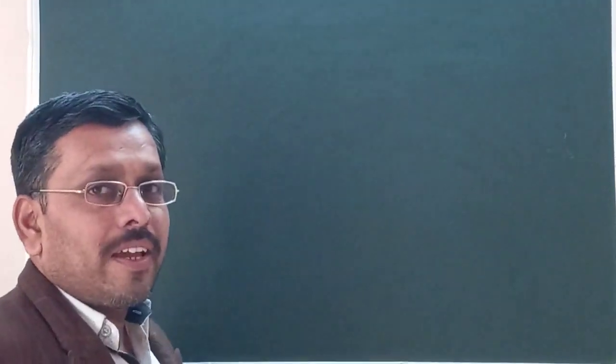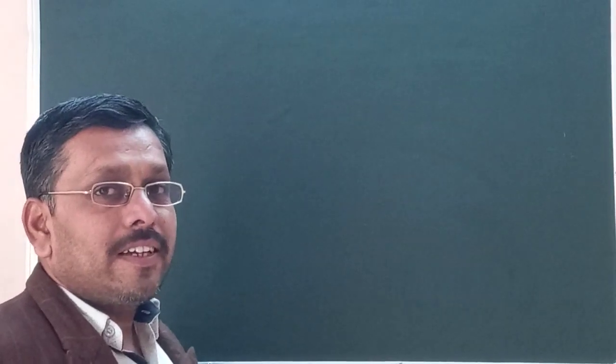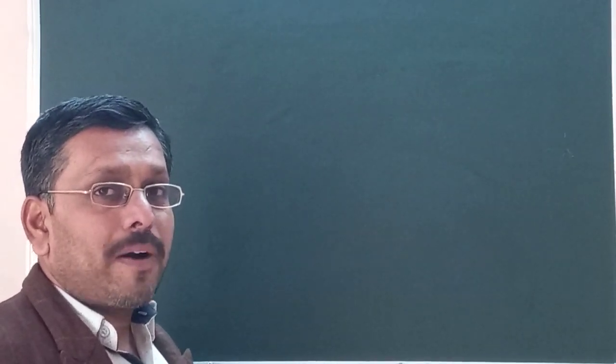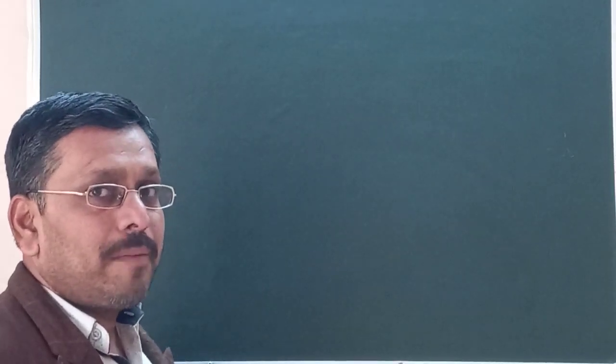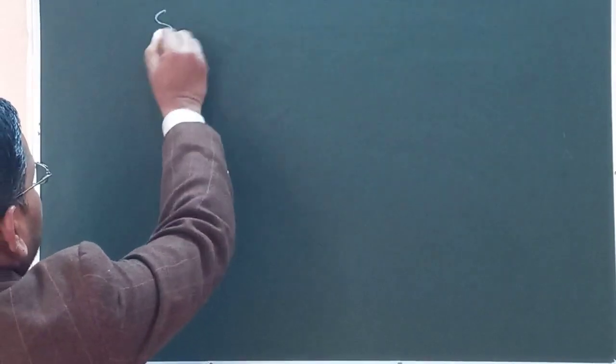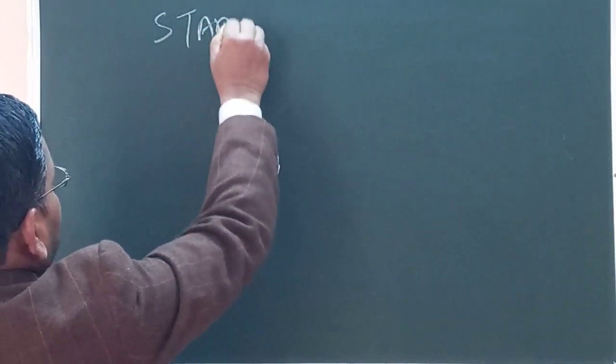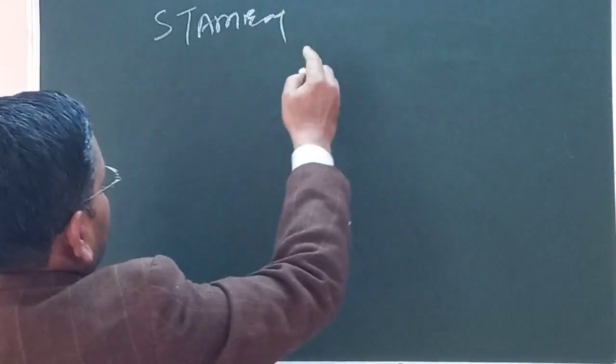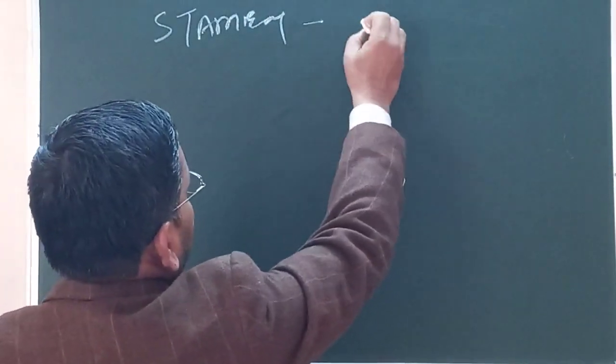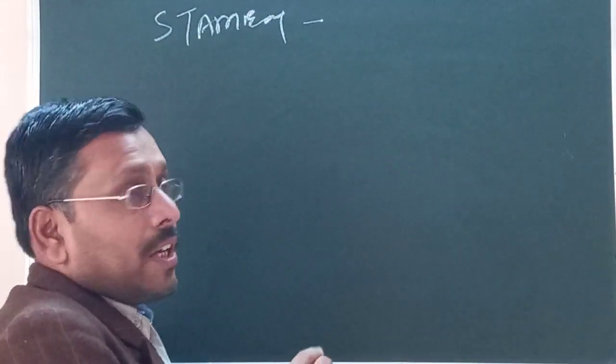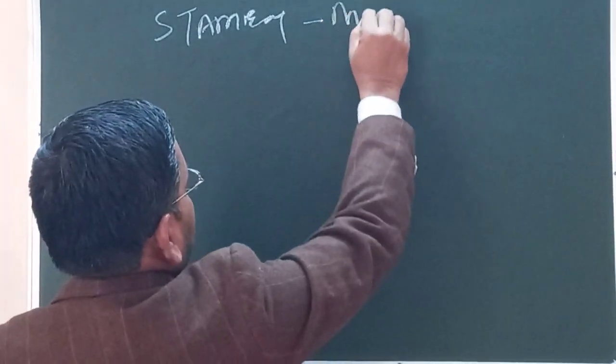Hello students, today we will discuss the male reproductive part of the flower, that is the androecium. We will discuss the male reproductive part, androecium, and this is the stamen, and the basic structure is called microsporangium.